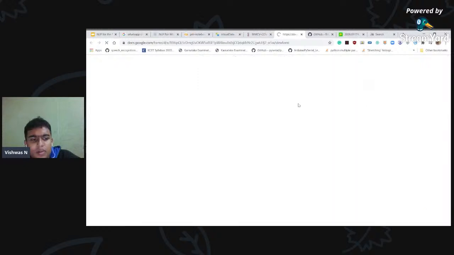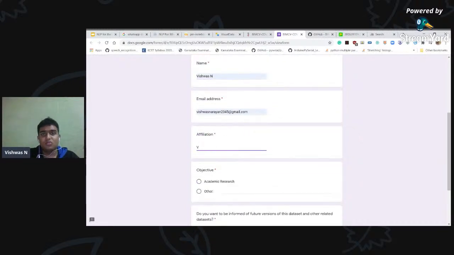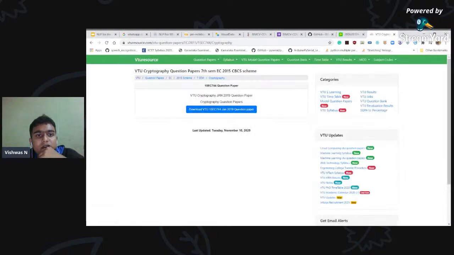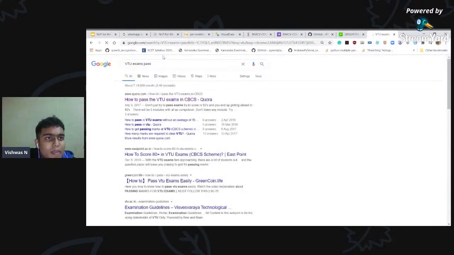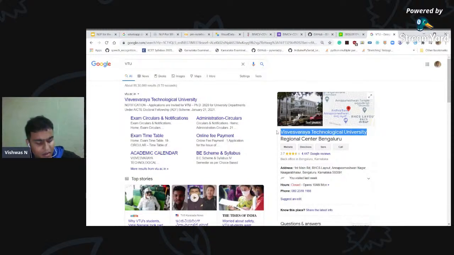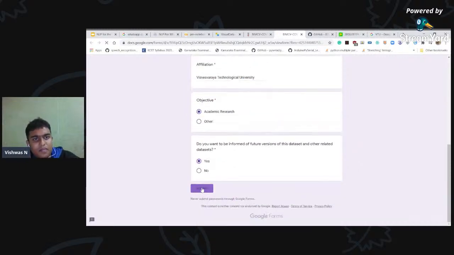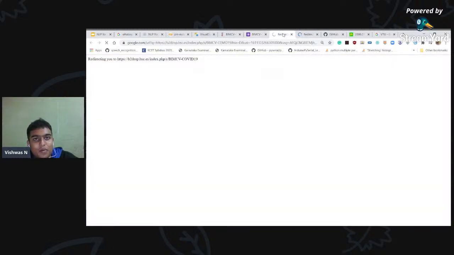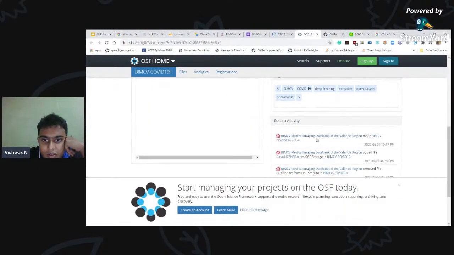One plus two iterations. Okay, I think this is actually given. Oh, you need this thing. Fine, affiliation. I'm in VTU, Visvesvaraya Technological University. I'm affiliated to this university. I'll copy it here, paste it here. Academic research. Yes, it's actually not an academic research, but a personal research which I really want to do. Okay, come on, you need to go faster. My net is slow today. Data bank.